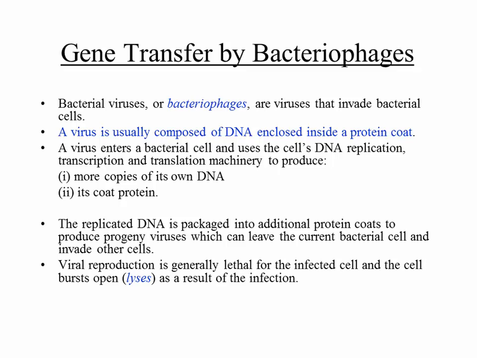So a virus enters a bacterial cell and uses the cell's DNA replication, transcription, and translational machinery to produce more copies of its own DNA and its coat protein. Why? Because it wants to make more copies of itself. Then the replicated DNA is packaged into additional protein coats to produce progeny viruses, which can leave the current bacterial cell and invade other cells.